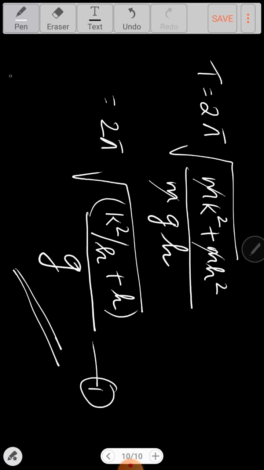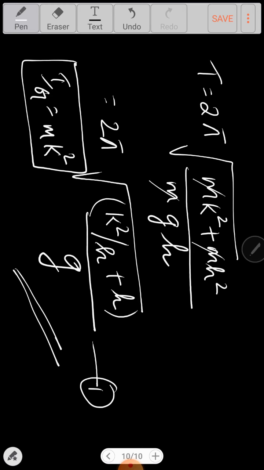Remember, k is the radius of gyration, where Ig is equal to mk square, and h is the distance between the center of suspension and the center of gravity. And this is the time period for the compound pendulum.